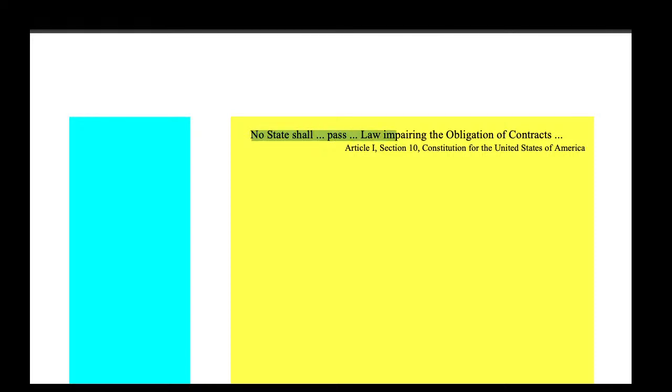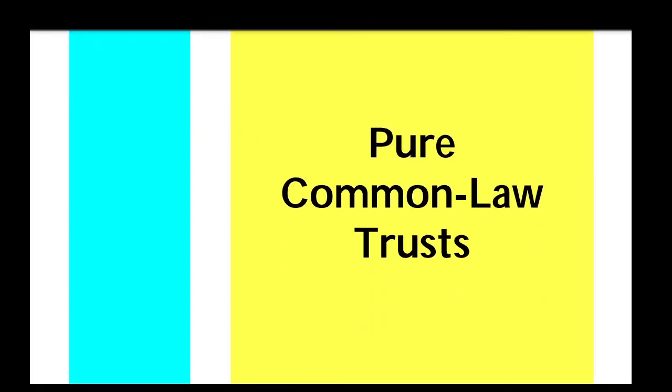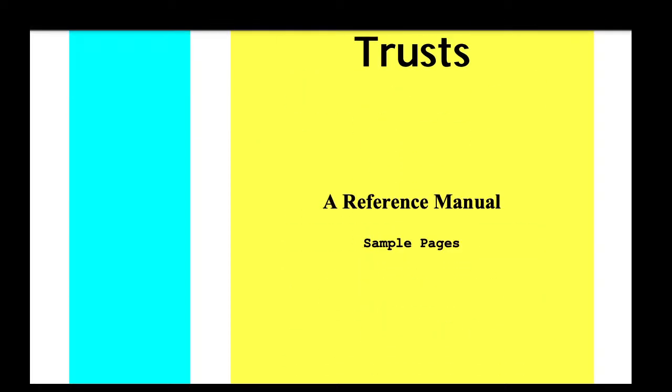No state shall pass law impairing the obligation of contracts. That comes from Article 1, Section 10 of the Constitution for the United States of America. Pure Common Law Trusts, a reference manual.